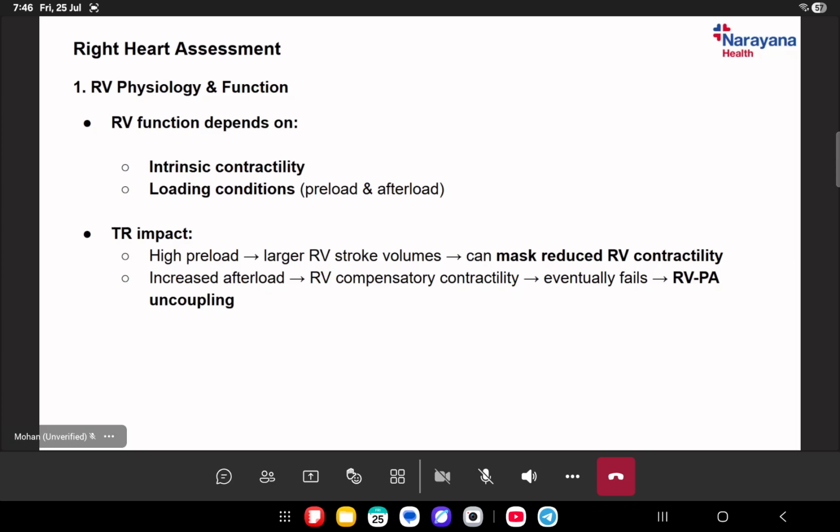RV physiology and function depend on intrinsic contractility and loading conditions, like preload and afterload. So TR impact is like high preload; a large RV stroke volume can mask reduced RV contractility. With increased afterload, RV compensatory contractility eventually fails, then RV to PA uncoupling will happen.